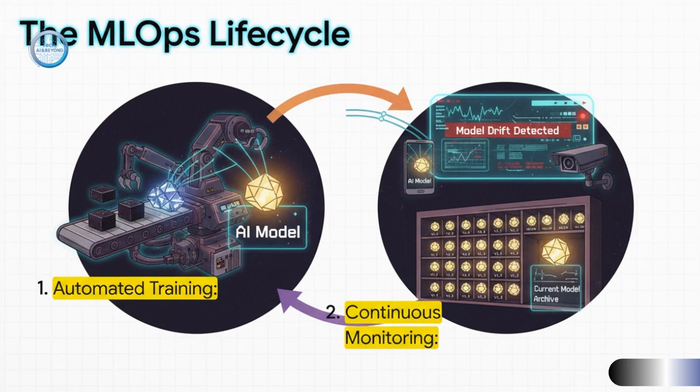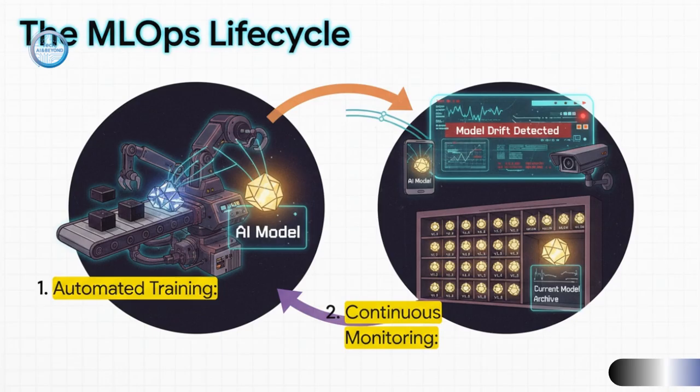Well, first, you have automated training pipelines. These are workflows that can automatically pull in new data, retrain a model, test its performance, and then package it up for deployment. It removes manual error and speeds everything up. Second, continuous monitoring. Once a model is out there, MLOps tools are constantly tracking its accuracy. When the system detects drift, it can automatically trigger that retraining pipeline, which basically creates a self-healing system.